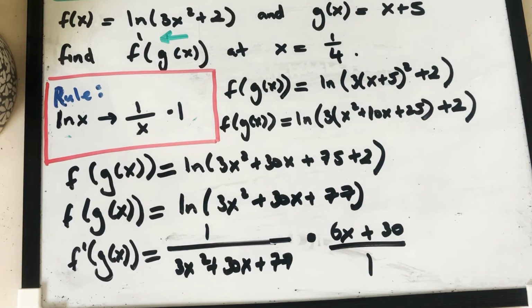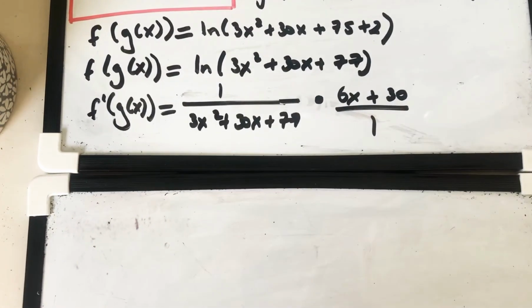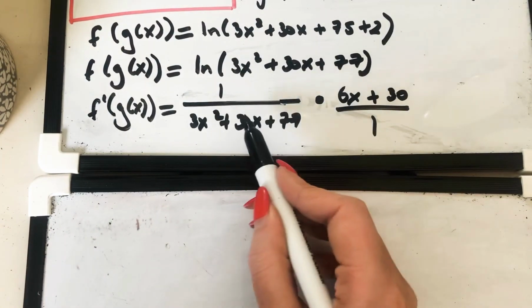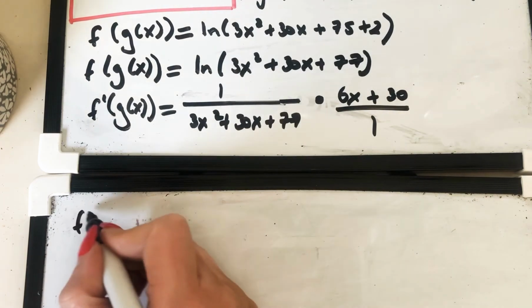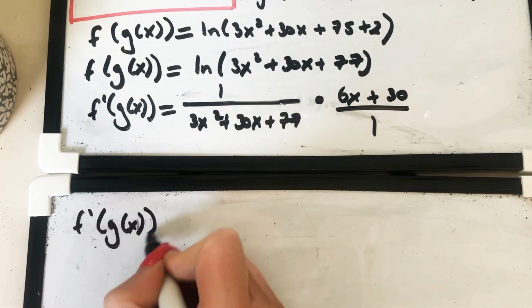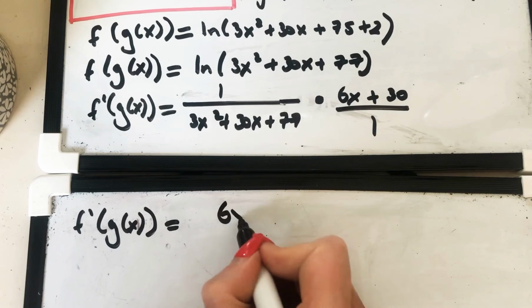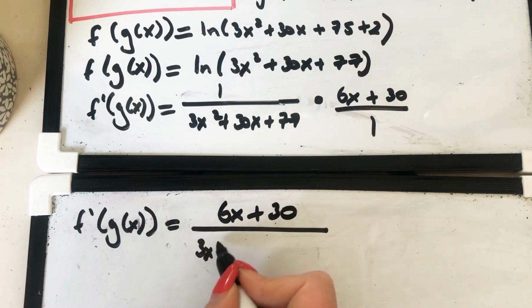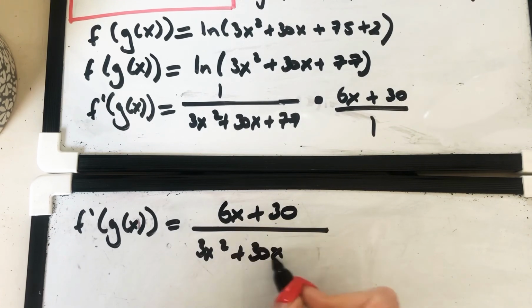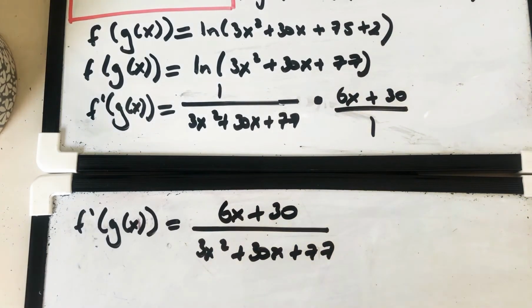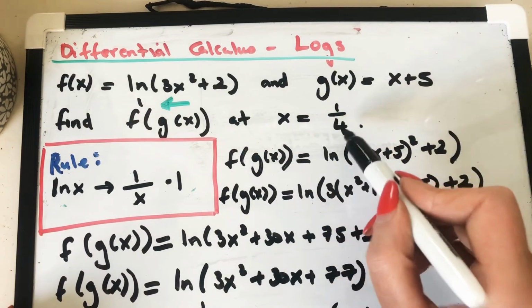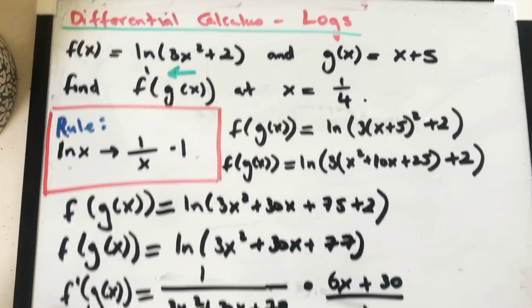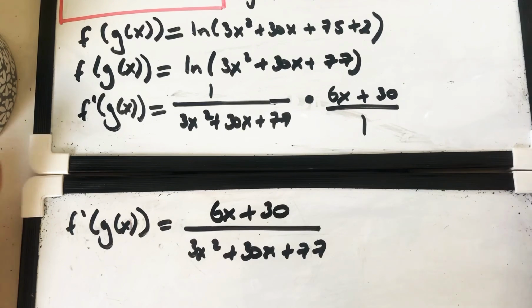Okay, so now let's simplify that out. Well, top by top, bottom by bottom. So now we have f of g of x dash is equal to 6x plus 30 all over 3x squared plus 30x plus 77. And then that's all of that part done. But of course, it's said in the question when x is equal to a quarter, as you can see up here. So that means we take our value of x and we replace it with a quarter.